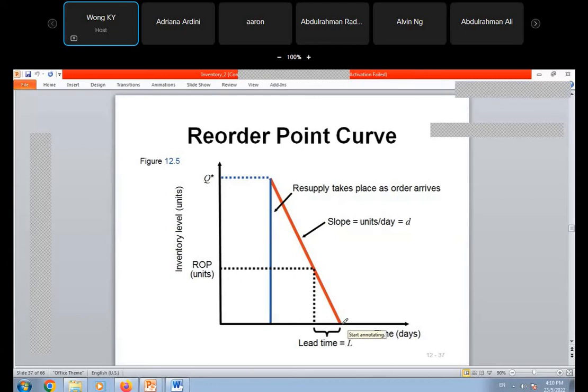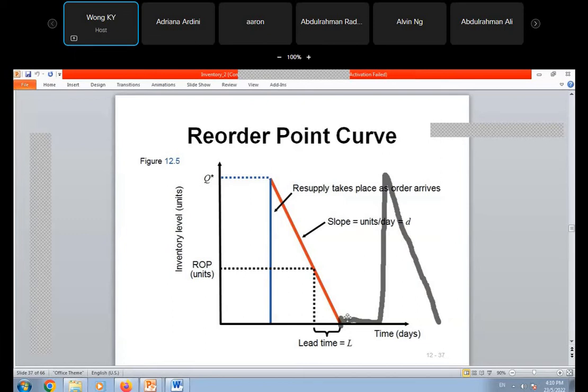Now, in practice, no company will wait until the inventory becomes zero and then only start to make an order. The company will not wait until the inventory becomes zero and then only start calling the supplier and making the order. Why? Because if the company starts to make the order at this point here, then it means the company will have to wait for several more days before the order arrives. When the order arrives, the stock will be replenished, it will go up again, and then it will be consumed, so it will go down again, and the cycle will be repeated and repeated and repeated.